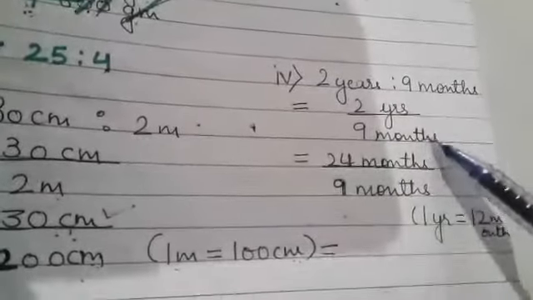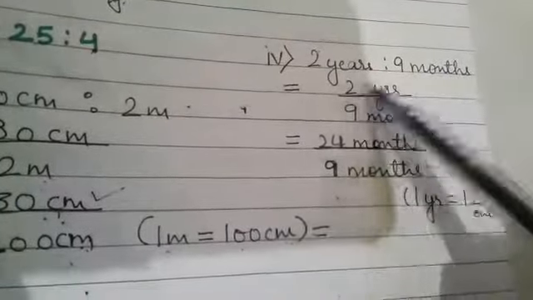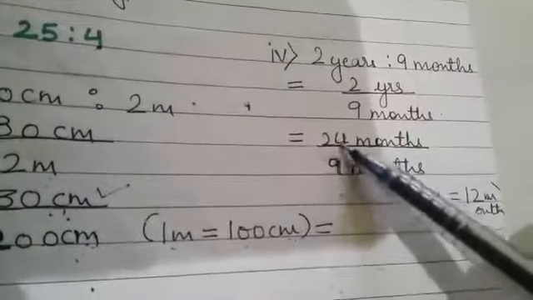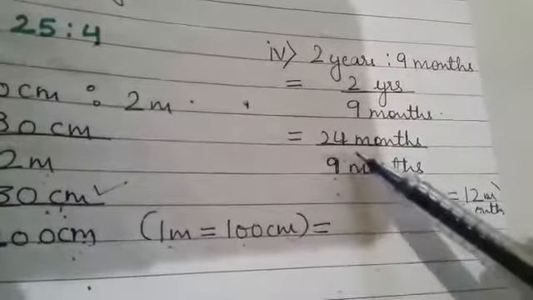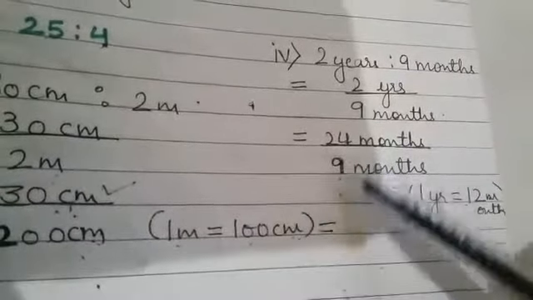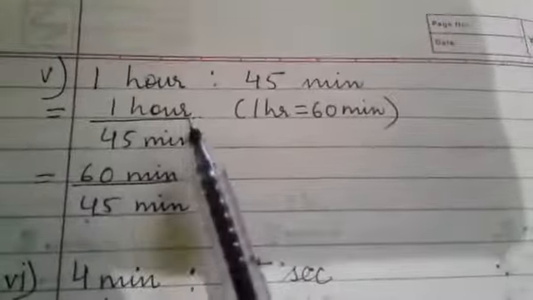Similarly here, 1 year equals 12 months. So 2 years equal 24; 2 12s are 24. I have written here. So 24 upon 9, months with months get cancelled. And for the calculation, 3 8s are 24, 3 3s are 9. So 8 is to 3. Okay, so you can see this.